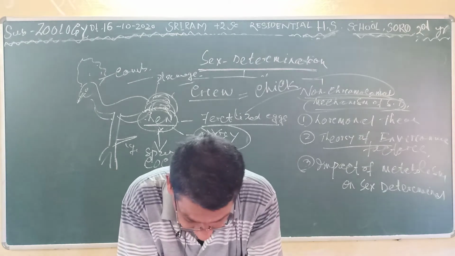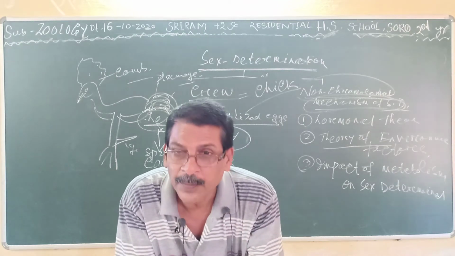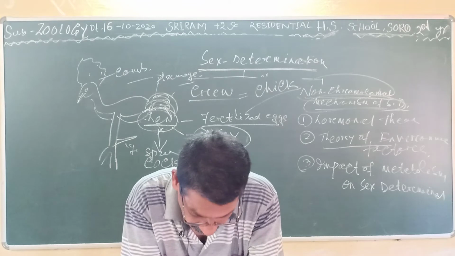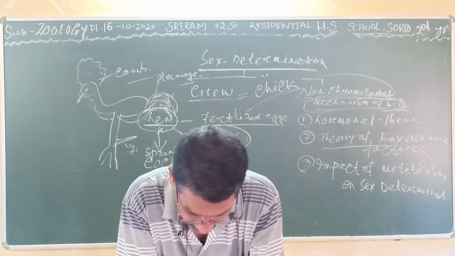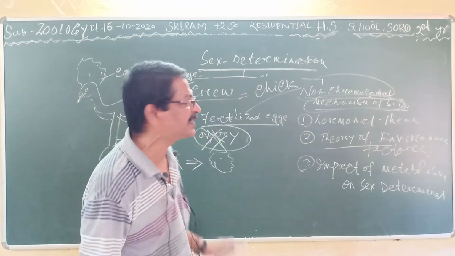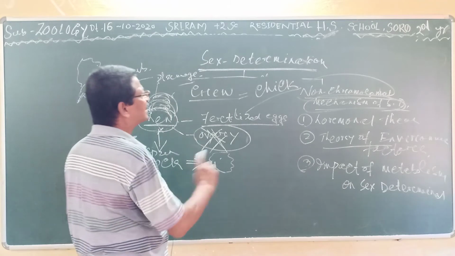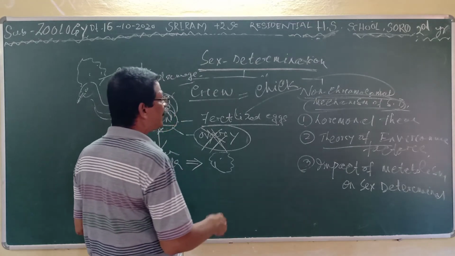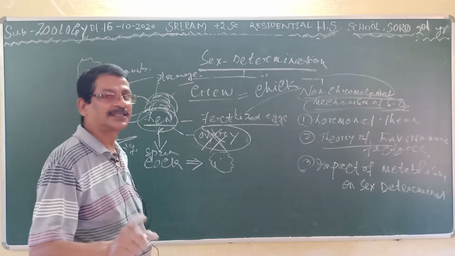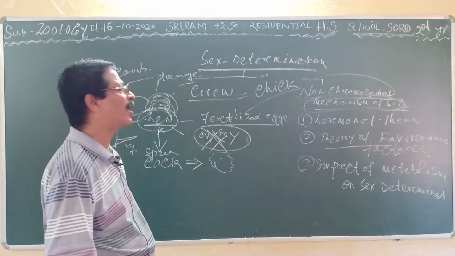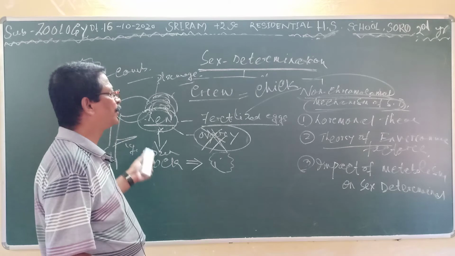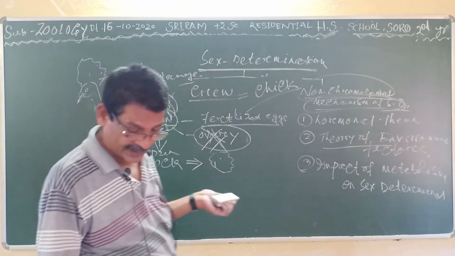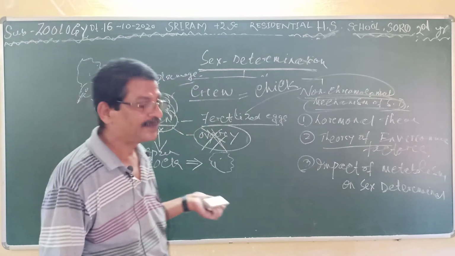So this is also found in the case of fish, amphibians, birds and mammals. These characteristics of sex reversal, that is by imbalance of the sex hormone, are also found in fish, amphibians, birds and mammals.